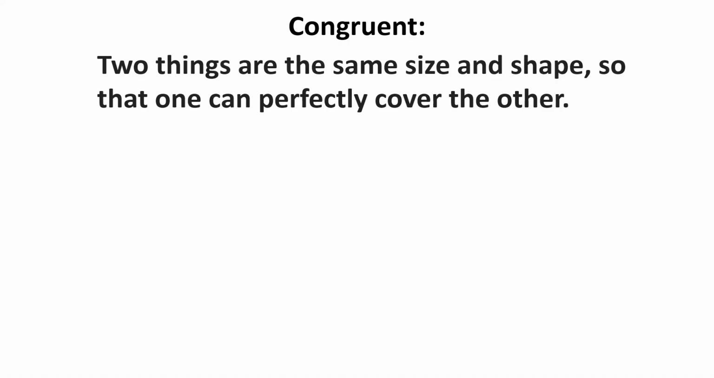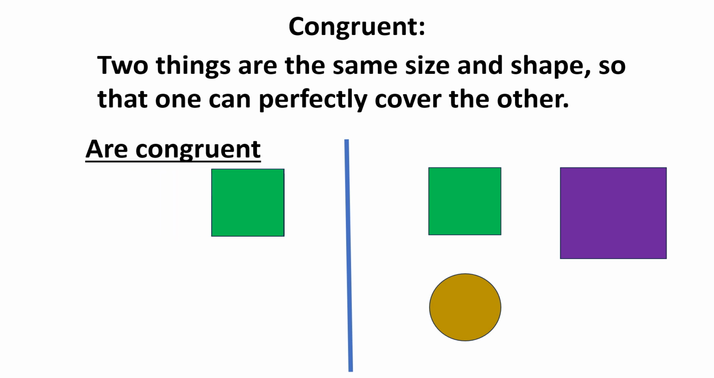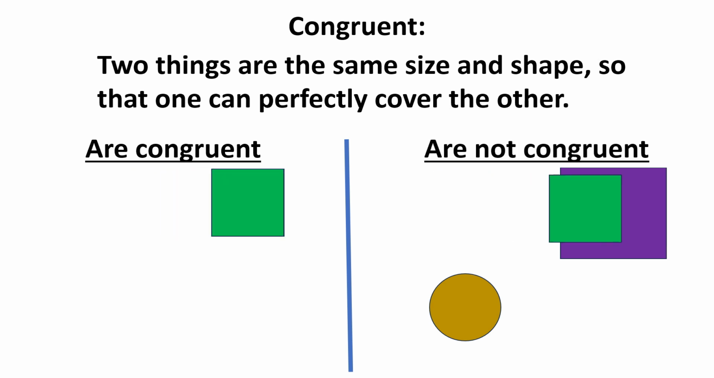The word congruent means that two things are the same size and shape, so that one can perfectly cover the other. For example, this green square is congruent with this blue square because they're the same size and shape. In contrast, this green square is not congruent with this purple square because they're different sizes, even though they're the same shape. Likewise, this green square is not congruent with this gold disc because they're different shapes, even though they're both about the same size.